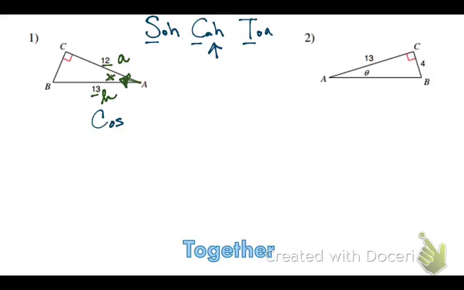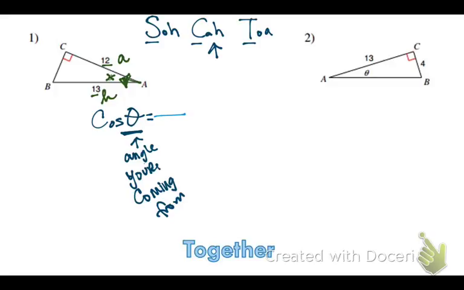So you write cosine, you can write angle A, you could also write theta. Whatever comes after sine, cosine, or tangent, that is the angle you're coming from. Why does it matter what angle I'm coming from? Because that's the angle you're trying to find. The adjacent and opposite will change based on whatever angle it is. So cosine is the adjacent over the hypotenuse. What's the measure of the adjacent? 12, and the hypotenuse is 13.